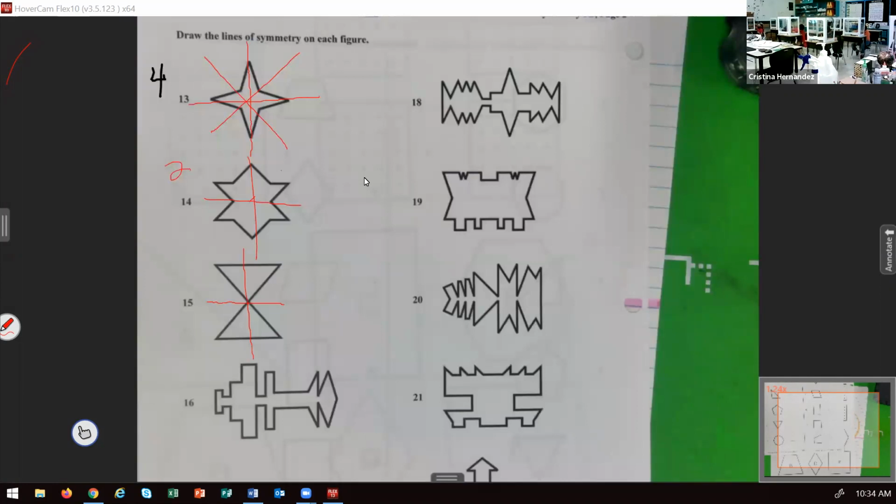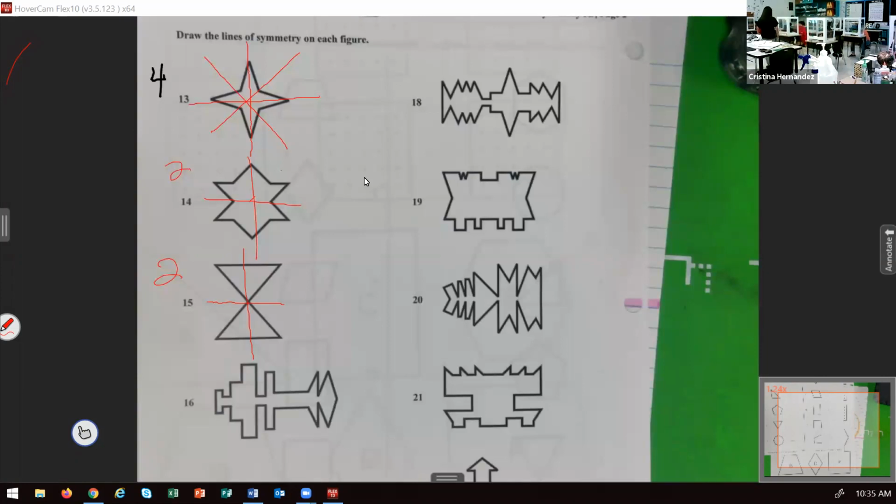The next one y'all should be able to do. Are you dividing it, Jacob, any which way? See how many lines of symmetry it has? It has to look the same on both sides. 0. No, it doesn't really look the same. It's easy, man. Yes, there is.